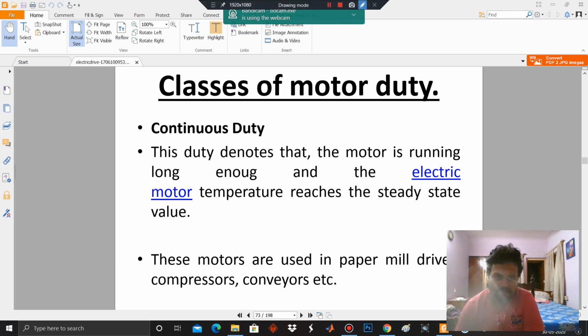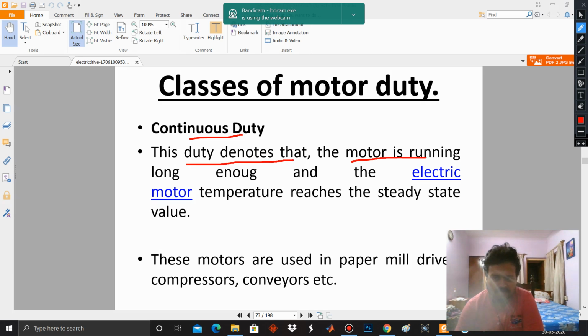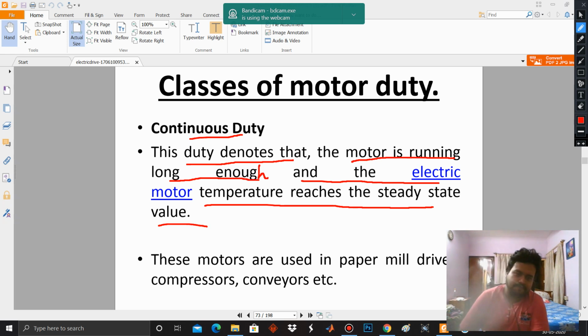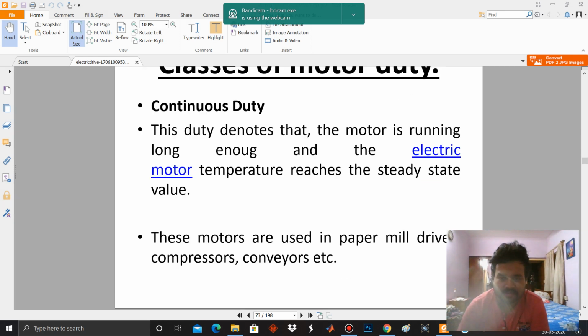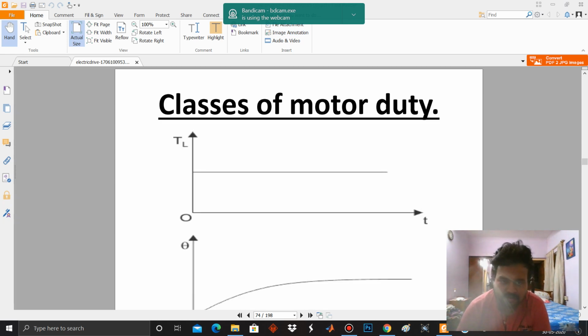Now what is a continuous duty motor? This duty denotes that the motor is running long enough that the electric motor temperature reaches the steady state value. That is known as continuous duty. So these motors, this is very important, are used in paper mill drives, compressors and conveyors. So these are the applications.